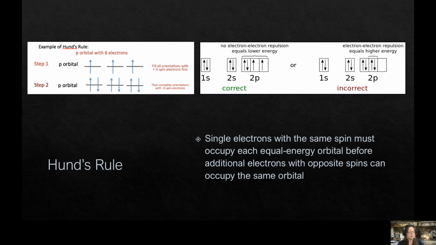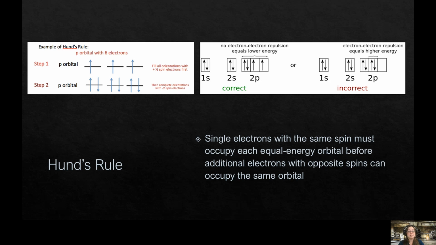And Hund's rule. Hund's rule says that single electrons with the same spin must occupy each equal energy orbital before you add extra electrons with opposite spins in those same orbitals. So for example, if you're filling a p orbital, your 2p has 3 individual orbitals that can be filled. You have to put in 3 up arrows before you go back in and fill the down arrows. If you look at the image on the right, it shows a correct versus an incorrect filling of those orbitals.